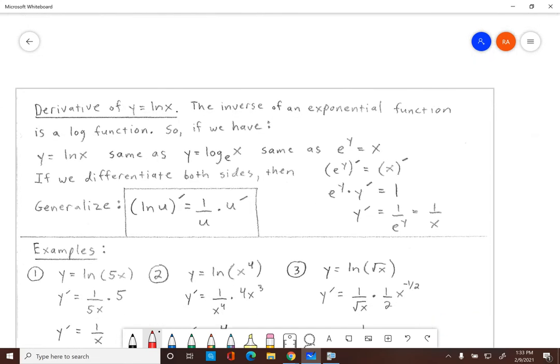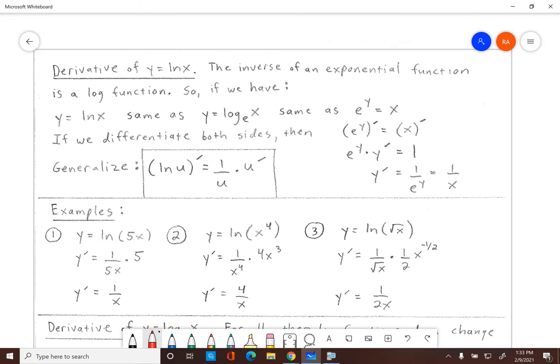Okay, so that's exponentials. Now let's do logs. Let's see if we can figure this out. Don't forget that the inverse of an exponential function is the log function. So when you see something like y equals natural log of x, which is y equals log base e of x, these two things say the same thing. And if you just rewrite the form, you get e to the y equals x. So this, and this all say the same exact thing.